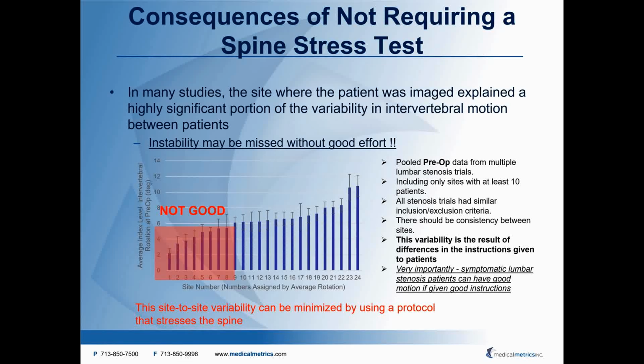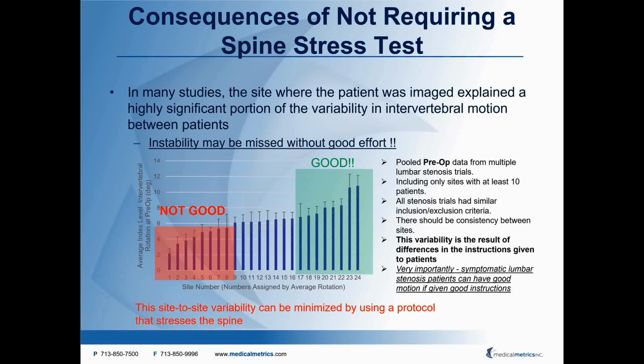Note that some sites found almost 5 times as much intervertebral rotation, on average, as did other sites. This variability can't be from differences in patients, and is due to the instructions given to patients when the patient was asked to flex and extend for the X-rays. This graph also clearly shows that good spinal motion can be consistently achieved if the patients are encouraged to flex and extend as much as they can.